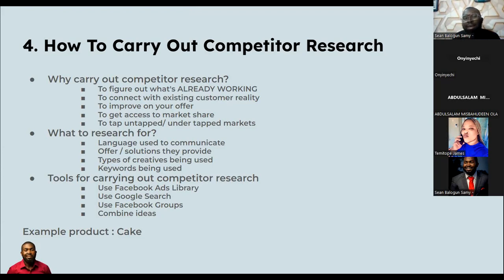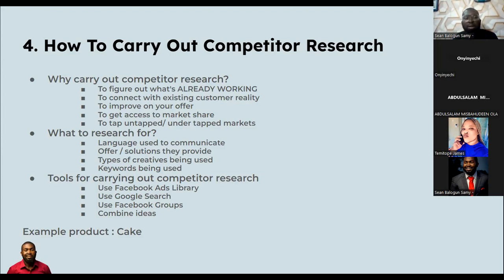Another reason is you want to get access to market share. If you improve your offer, let us use our cake example again. By the fact that you are now doing cake for birthdays, you've caught a small part of the market who are interested in birthdays. Remember, you are new to the market, or even if you're not new, you are launching a new offer that people have not taken. So you need to get access to the market, and so you need to find out what are the areas that your competitors have not yet covered.